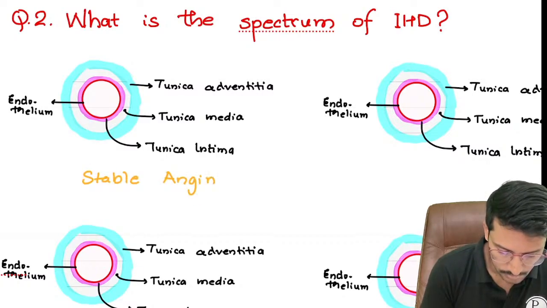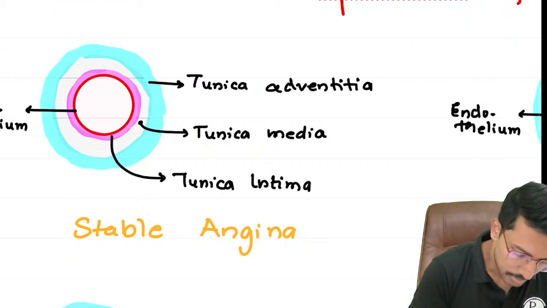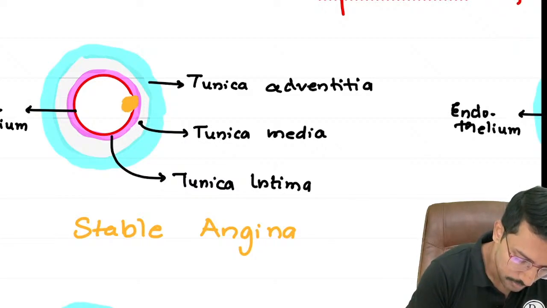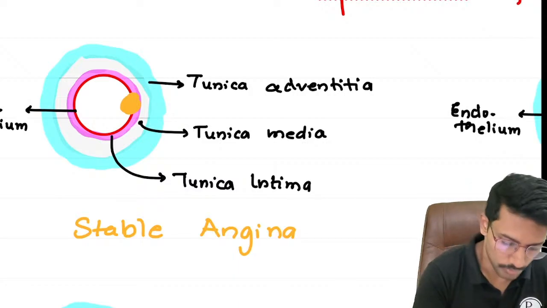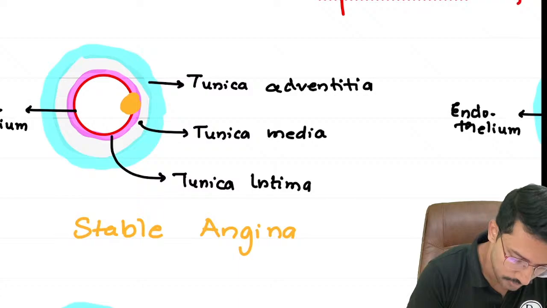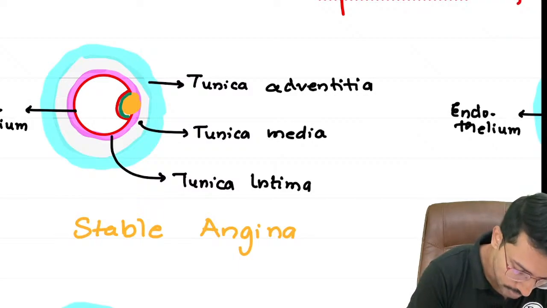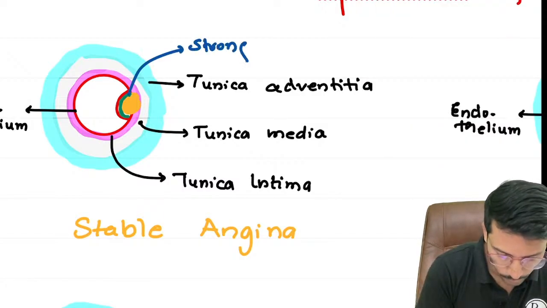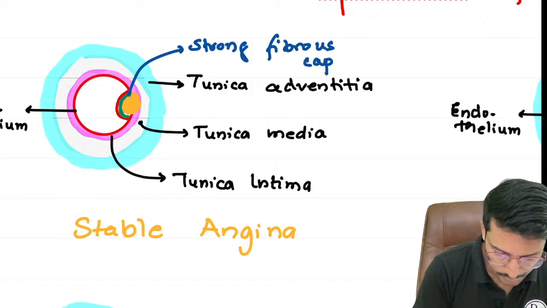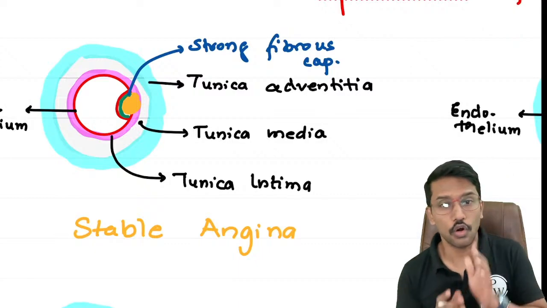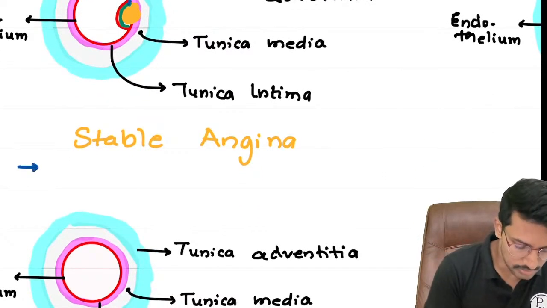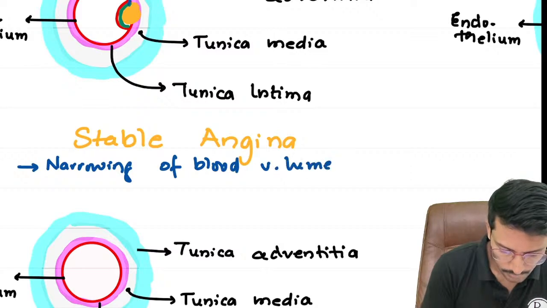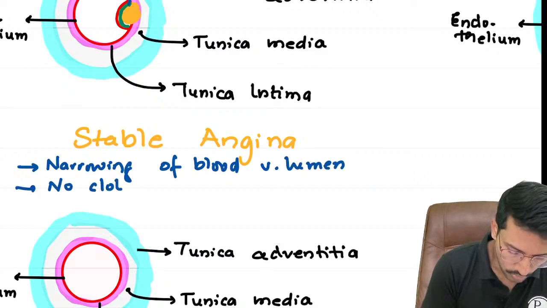Stable angina. Okay. So what happens is, in the tunica intima, let us say that this pink color layer is the tunica intima, and I start adding atheromatous plaque. Okay, so there is deposition of the atheroma, and as usual, as we know, on top of it there will be the endothelial layer, and there will be a fibromuscular cap. So now here the fibromuscular cap is strong, so we have a strong fibrous cap. As a result, what is happening? There is narrowing of the lumen, but no clot formation, right? So the first thing that I understand in this patient is narrowing of the blood vessel lumen, but there is no clot formation.